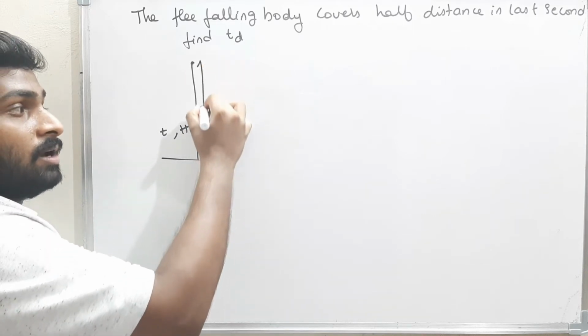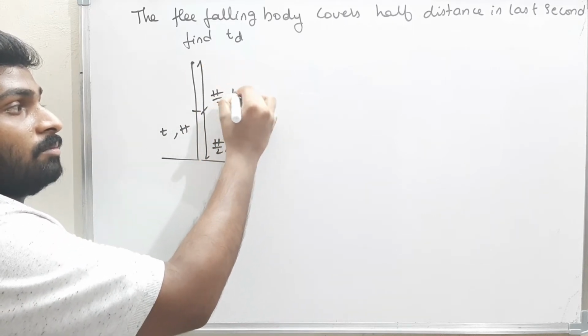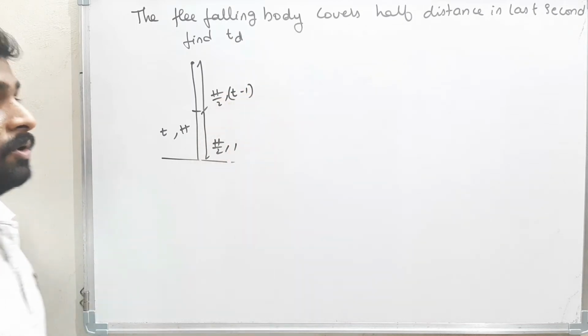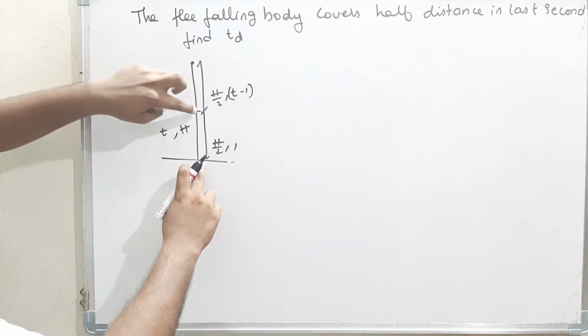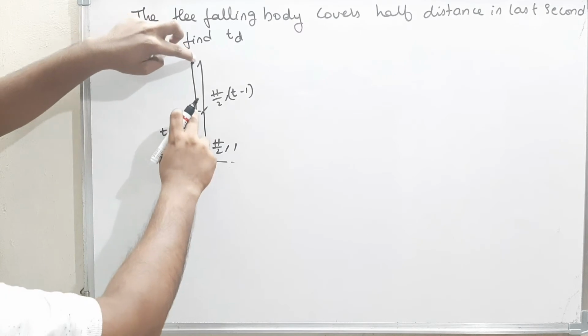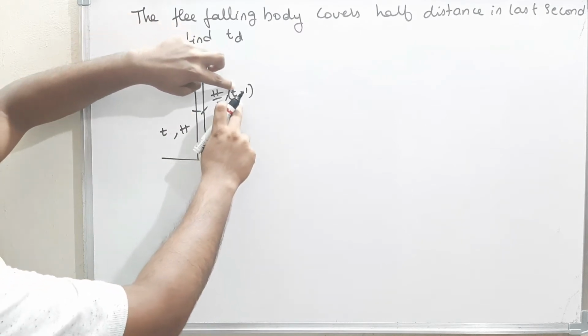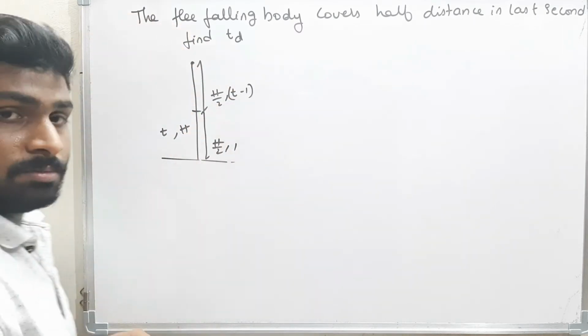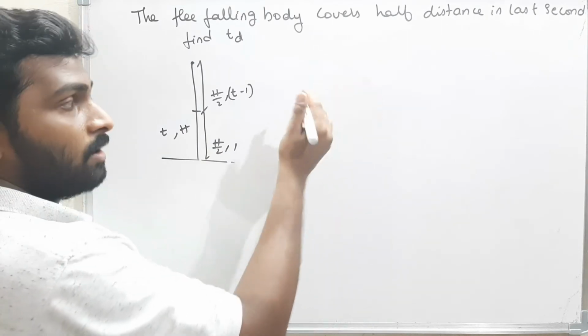And to travel the remaining height, that is h by 2, what is the time taken? The time taken is t minus 1 seconds. The whole time is t seconds. In the last second the body traveled h by 2. That means the remaining h by 2 distance is traveled in time t minus 1 seconds. Now I am using the same thing. Now what will I get? Find it.